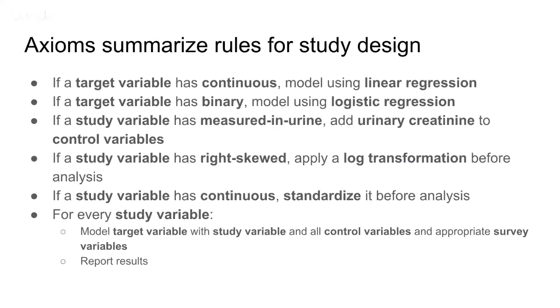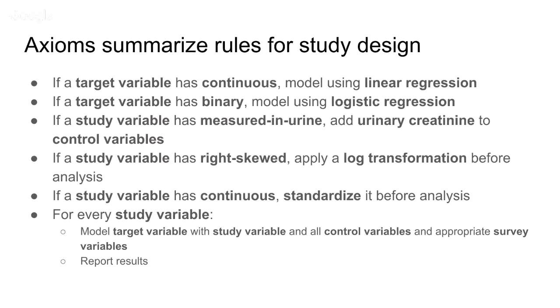Okay, so now we can also use axioms to summarize our study design. This is another way. If you're saying, I look at a bunch of papers, I see what people do, then we try to represent this in a more formal way that you can then program into a computer. And so you have useful axioms like, if a target variable has continuous, then you should model using linear regression. If a study variable has measured in urine, then you should add urinary creatinine to your list of control variables.